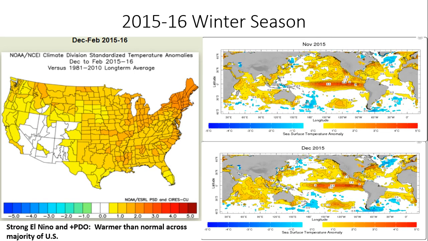The 2015-16 winter season, this was a blowtorch. This was extremely warm. Look at the United States map on the left. Not many locations were actually below normal. There were none. So we had a very strong El Nino once again in the 2015-16 winter season. Look at those graphics on the right for November and December 2015. 3 to 3.5 degrees Celsius water temperatures above normal in the equatorial eastern and central Pacific.